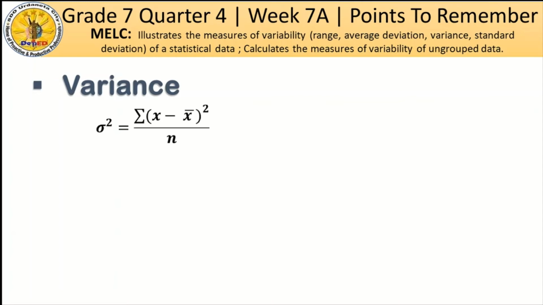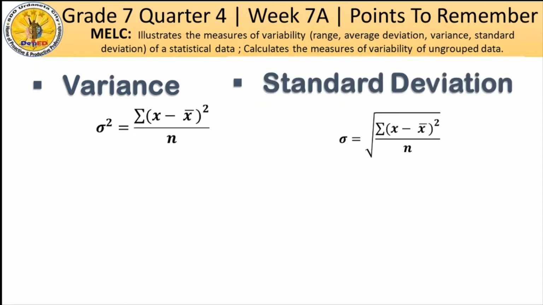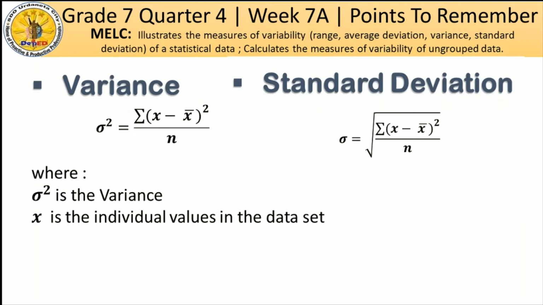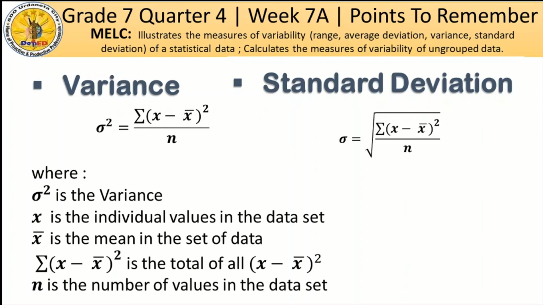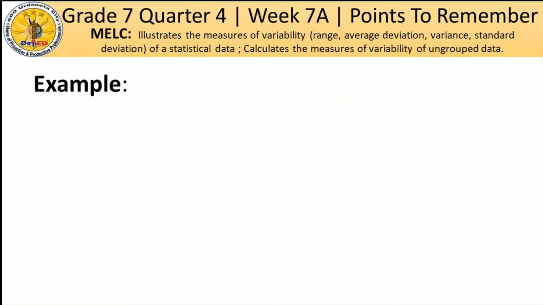Now, variance and standard deviation are given by this formula, where this symbol is the symbol for variance, x is the individual values in the dataset, x bar is the mean in the set of data, summation of the squared difference of x and x bar is the total of all the squared difference of individual values and the mean, and n is the number of values in the dataset. Para higit nating maunawaan ito, let's have an example.